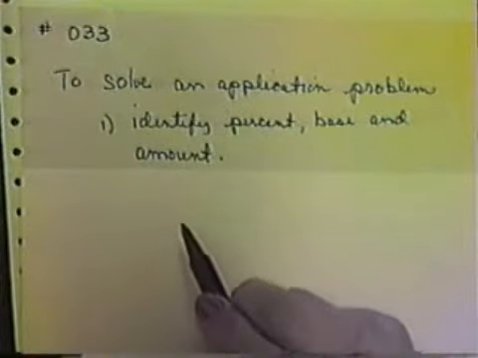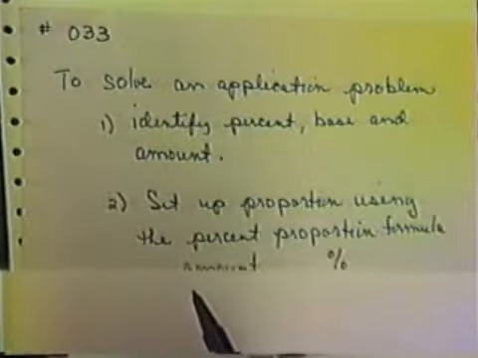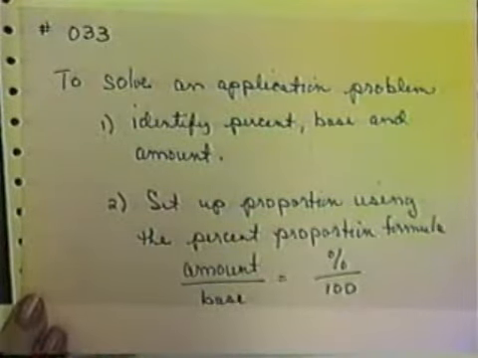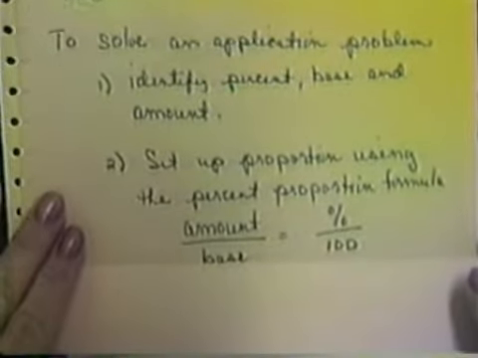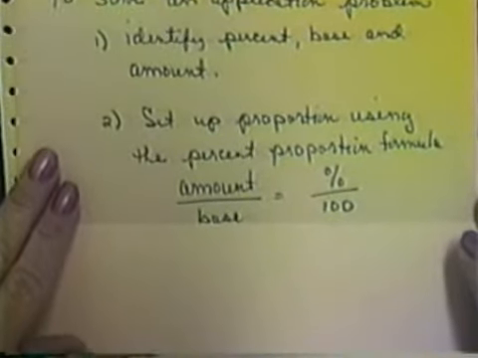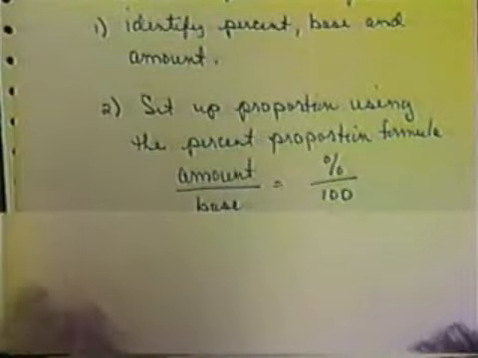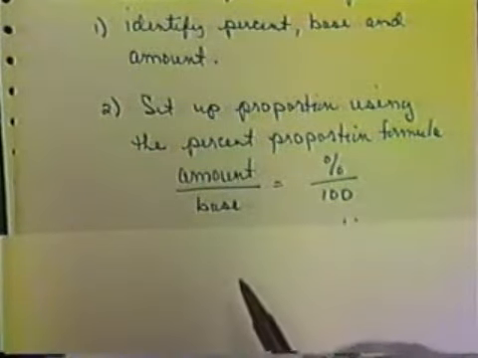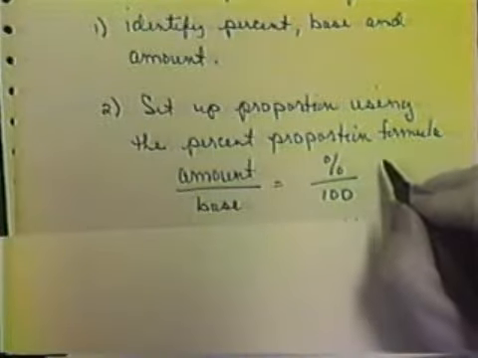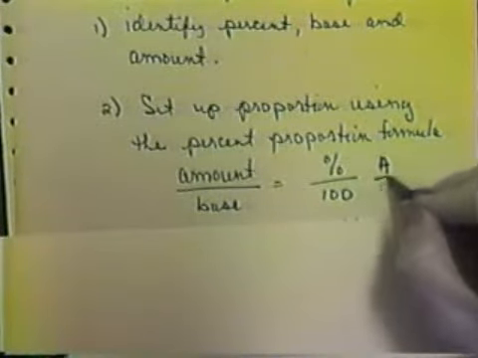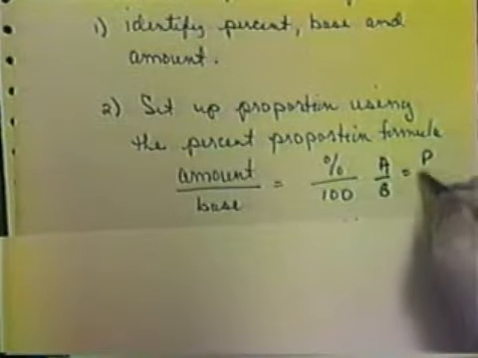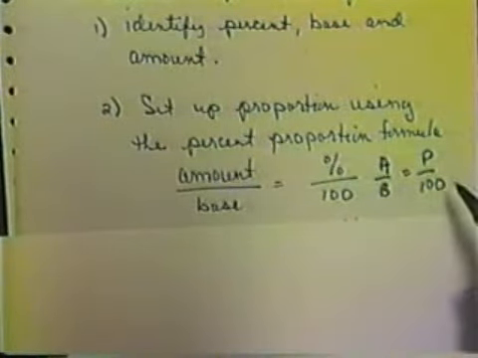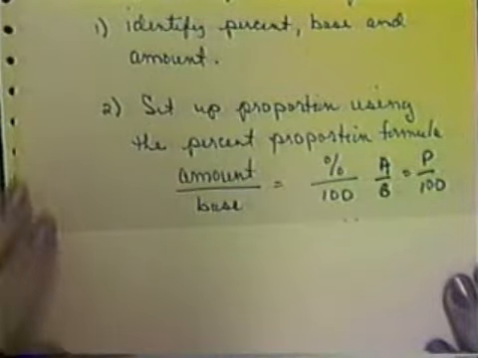Okay, the second thing you want to do is set up your proportion using the percent proportion formula, which is amount over base is equal to the percent over 100. Okay, this formula is one we need to know, and we're going to use it again.